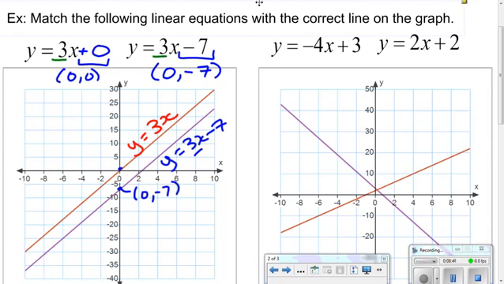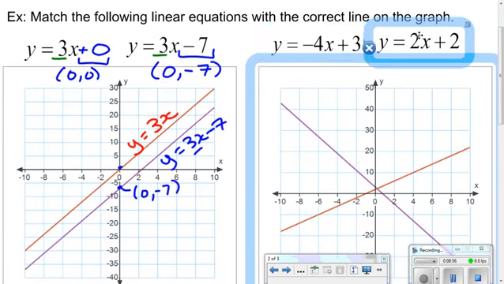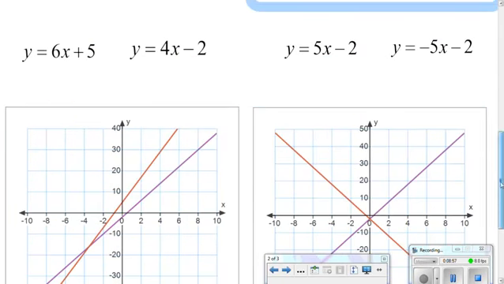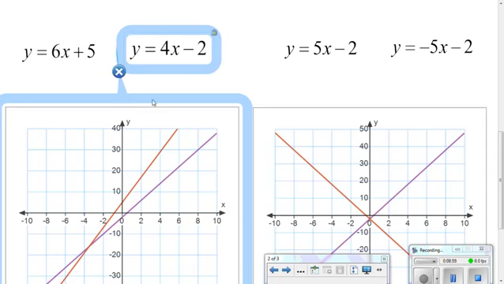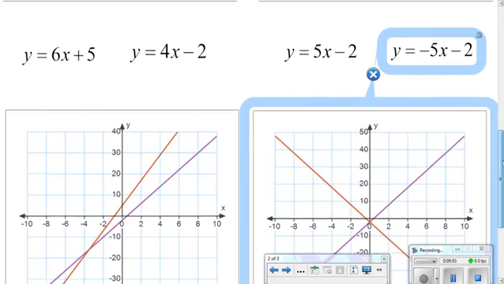Based on the scale of the graph, it's kind of hard to see the coefficient. So what I would like you to do is try to match up, okay, so these two equations go to this graph, and so on and so forth. These two equations go to that graph, and these two equations go to the last graph. So you're going to try to figure out which one is each line.